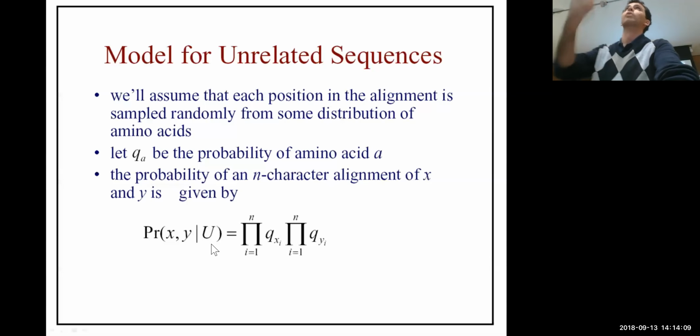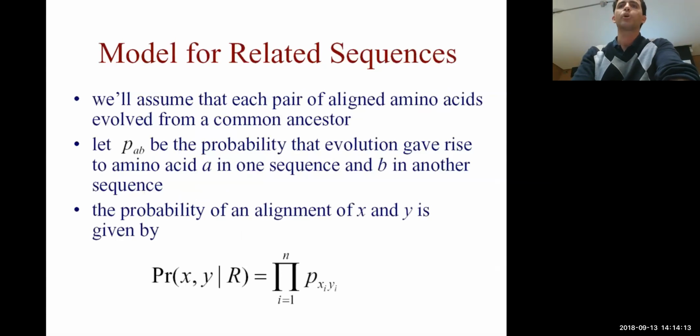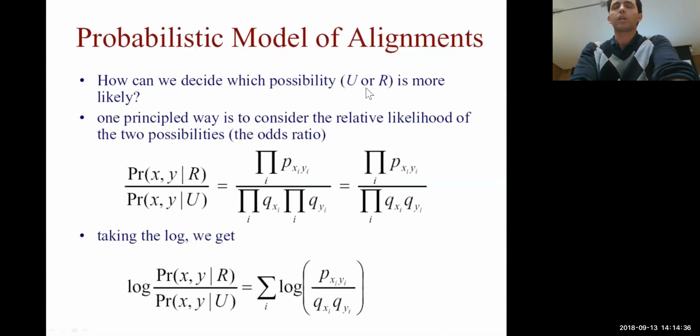It basically simply says that if I sample characters by chance, here's how often they're going to line up on top of each other. The model for related sequences is the probability P_AB that evolution gave rise to amino acid A in one sequence and B in another sequence, given that the two had a common ancestor. The probability of an alignment is simply the product of this joint probability of appearing together. To decide whether it's unrelated or related, the principled way is to look at the relative likelihood of the possibilities, the odds ratio between the related and the unrelated. One is simply the product of the joint occurrence of A and B given related, and the other is how often A would line up on top of B if they're unrelated. If I take the log of this big probability, it is the sum of the logs of these terms. Therefore, if at every position I have this ratio as the score, that will basically give me an alignment. So this is exactly what you have in the previous matrix.